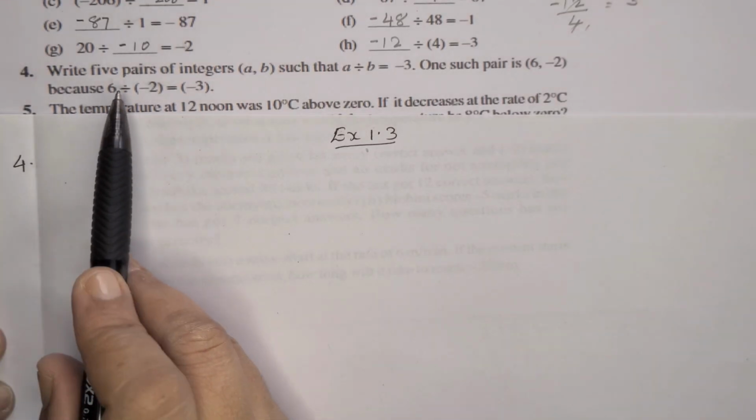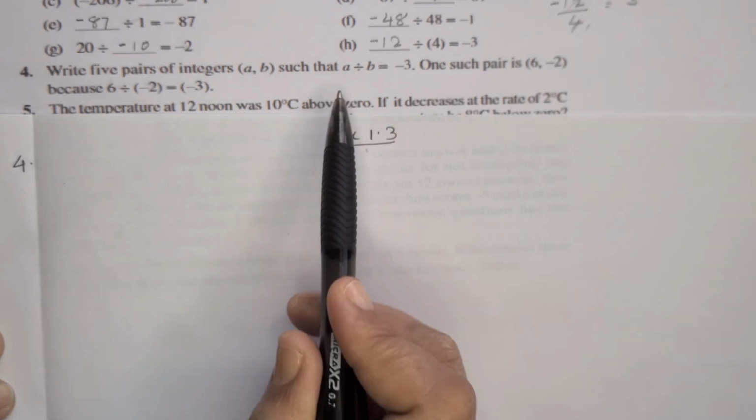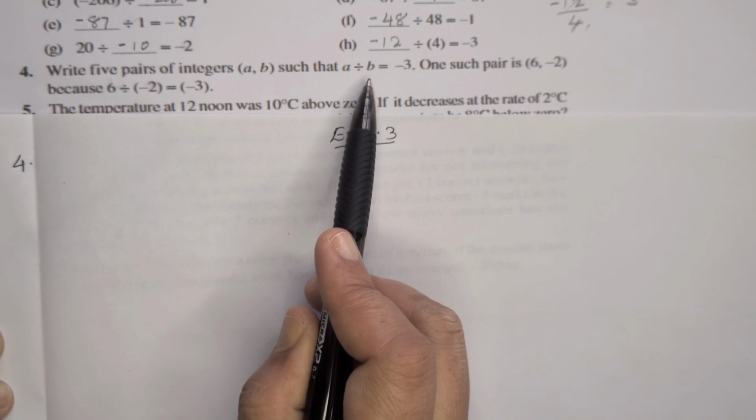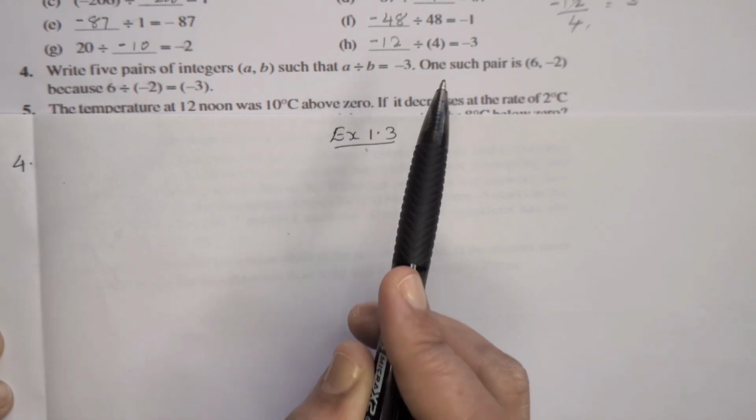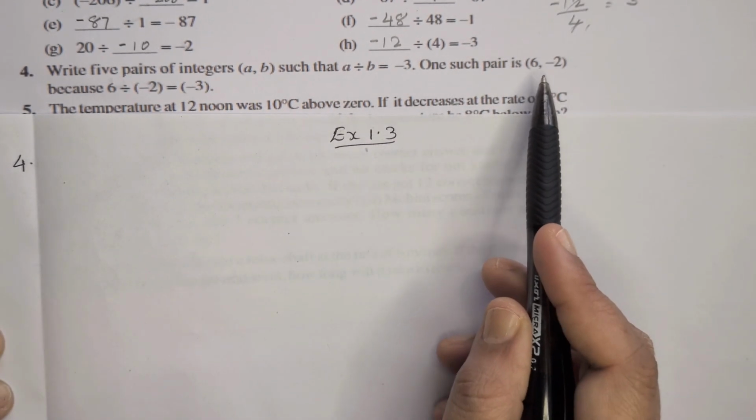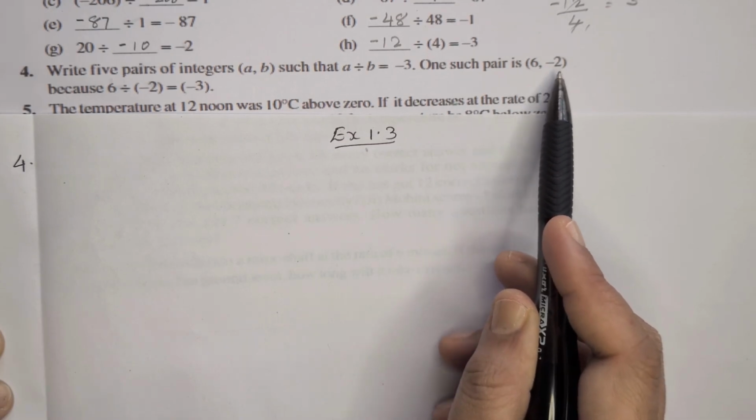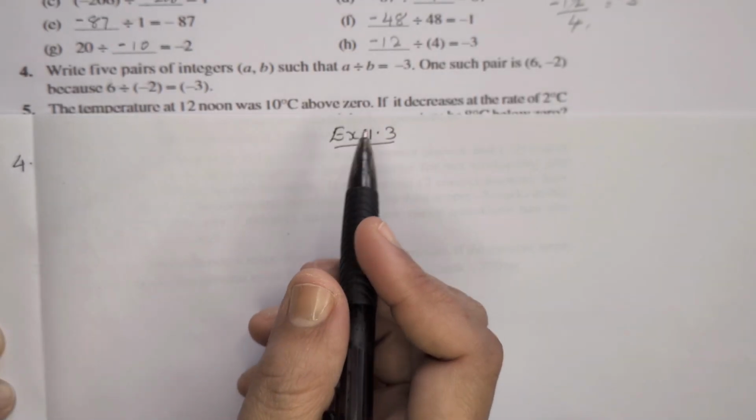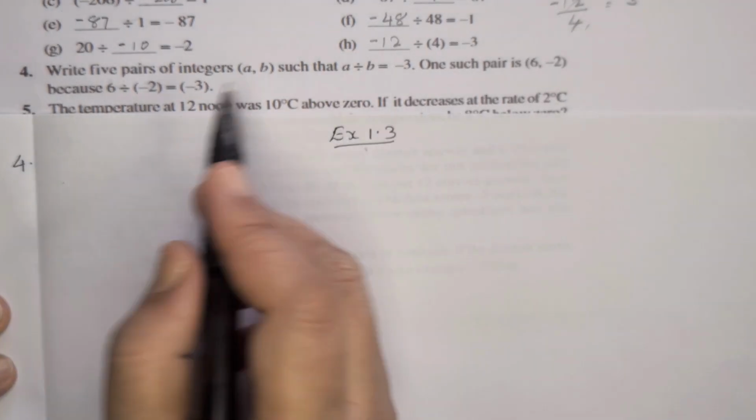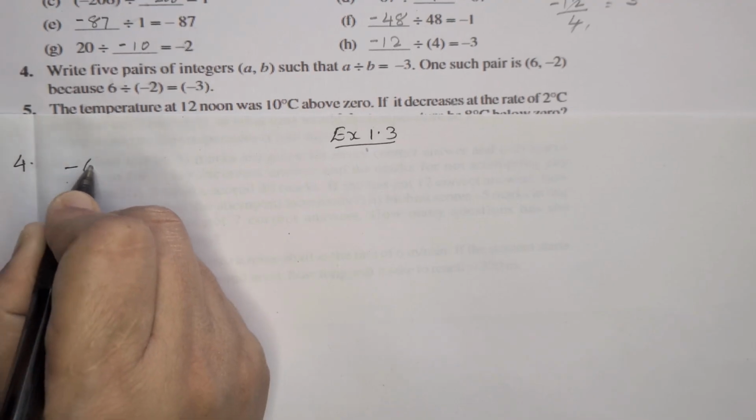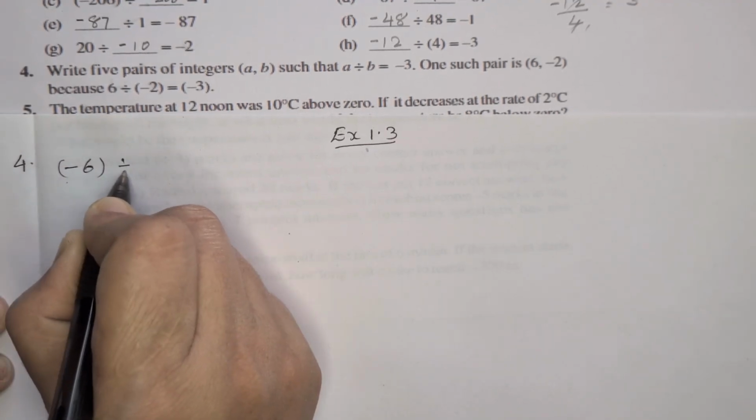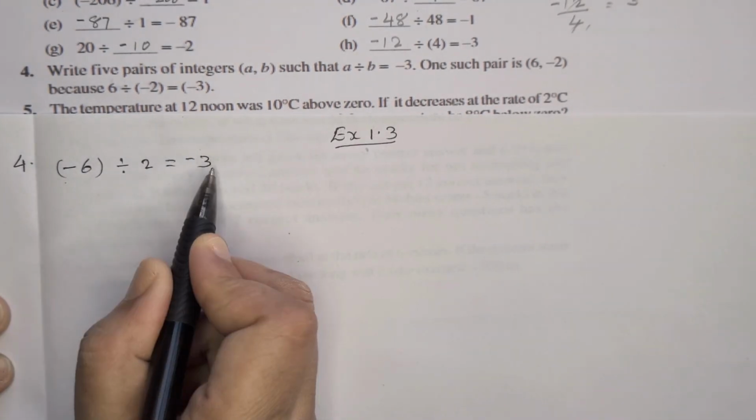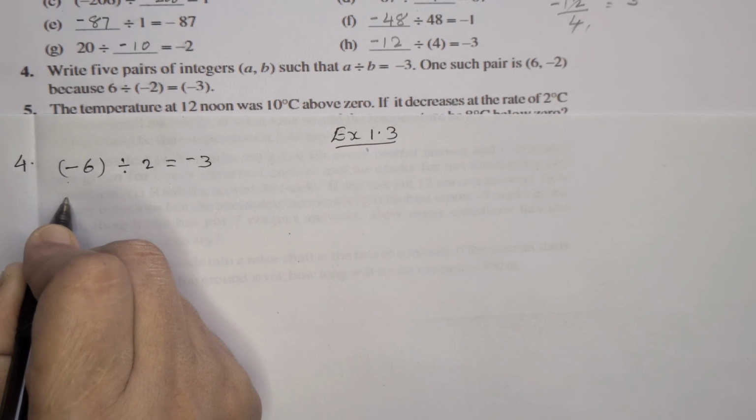Fourth question, write 5 pairs of integers a, b such that a divided by b is equal to minus 3. One such pair is 6, minus 2. 6 divided by minus 2, we will get minus 3. That way we have to write 5 pairs. First one is here given. Minus 6, we can write with any number. Minus 6 by 2. If we are dividing by 2, minus 3 we will get.